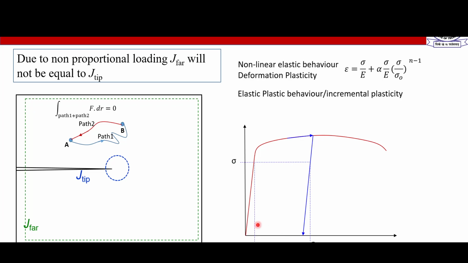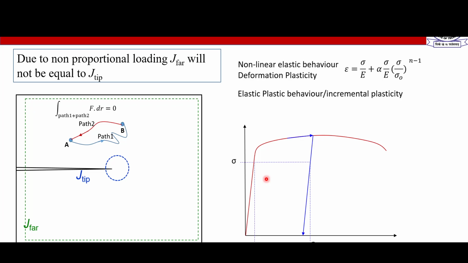And there it becomes path dependent, because the value of strain which you are getting while loading is not equal to the value of strain which you are getting when you are unloading. So in that case, this J integral is not valid to be applied. And so we can say fine, as long as we are loading this specimen, we should be okay.